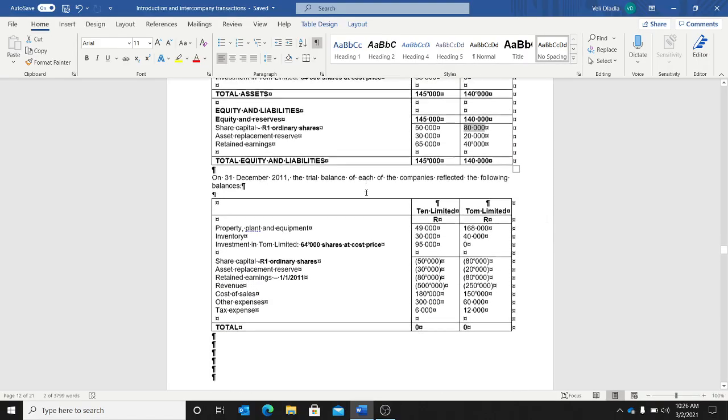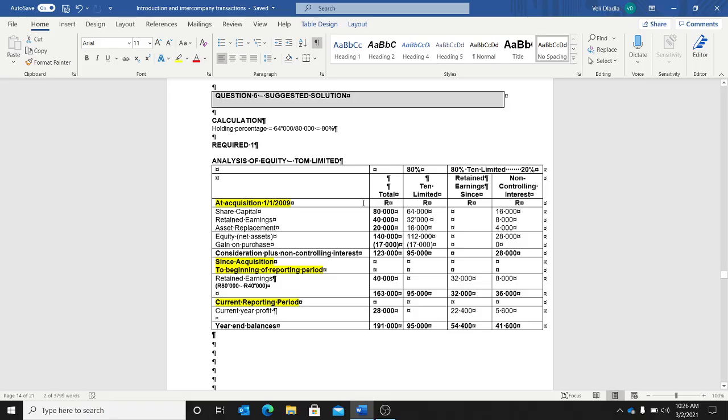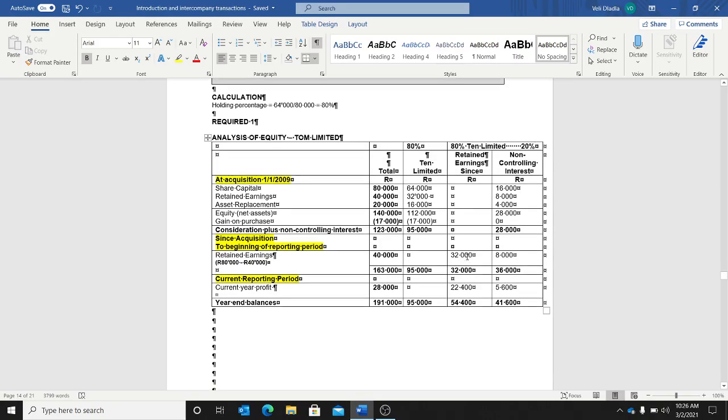Okay. Now, so let's then deal with this. 80, you split it into 80 and 20. And then 40, you split it into 32 and 8. 20, you split it into 16 and 4, meaning the split in terms of 80-20, right? Now, after splitting this thing, you add, and then you get 112.